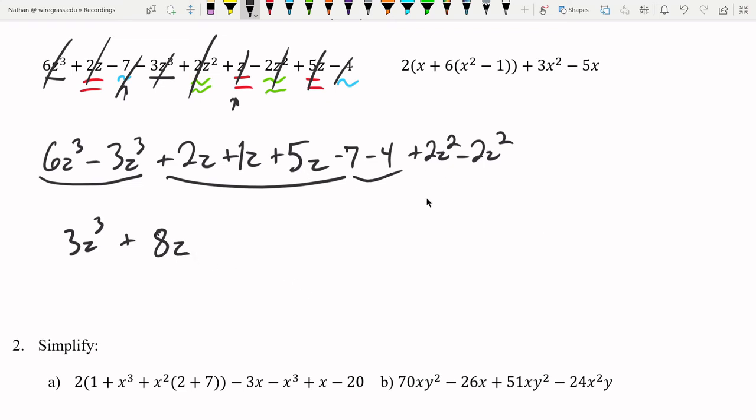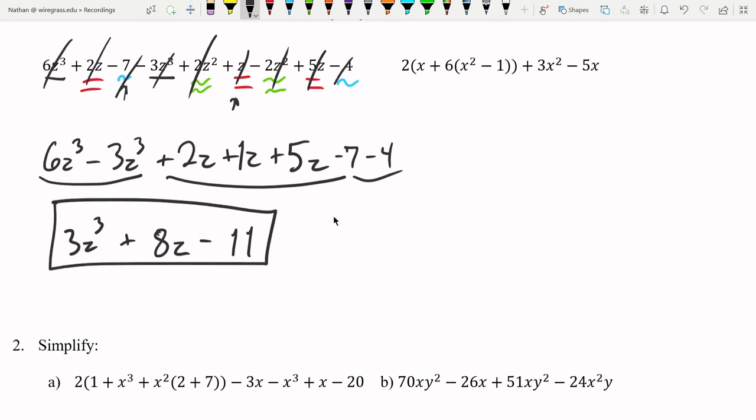Here we have negative 7 minus 4. That's going to be negative 11. And plus 2z minus 2z, those cancel. I'm just going to get rid of them like that. There are no like terms that I can combine any further. If there were, I would need to combine the like terms again until there are no like terms. I have a z cubed term, a z term, and a no variable term here. So that's completely combined. Okay, for this next one, we need to get rid of parentheses.